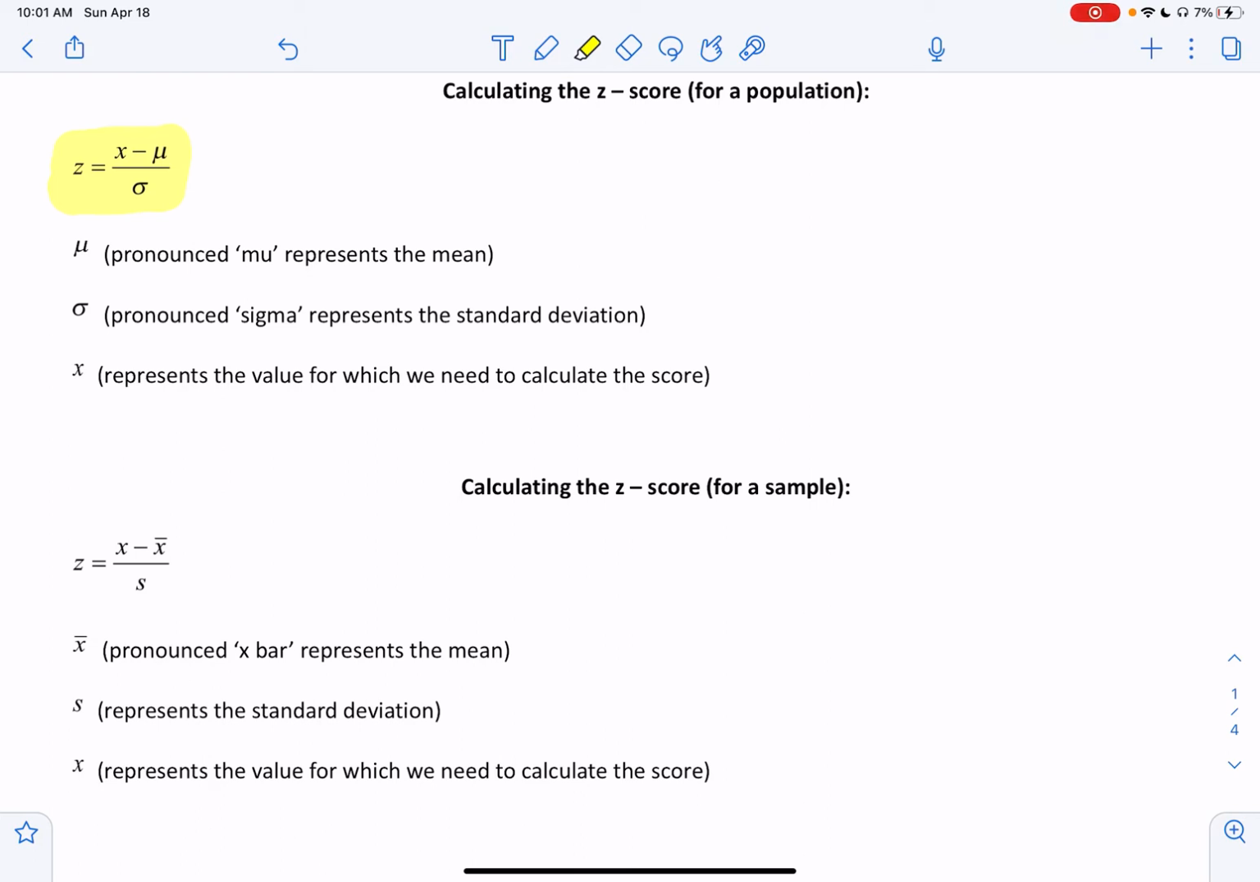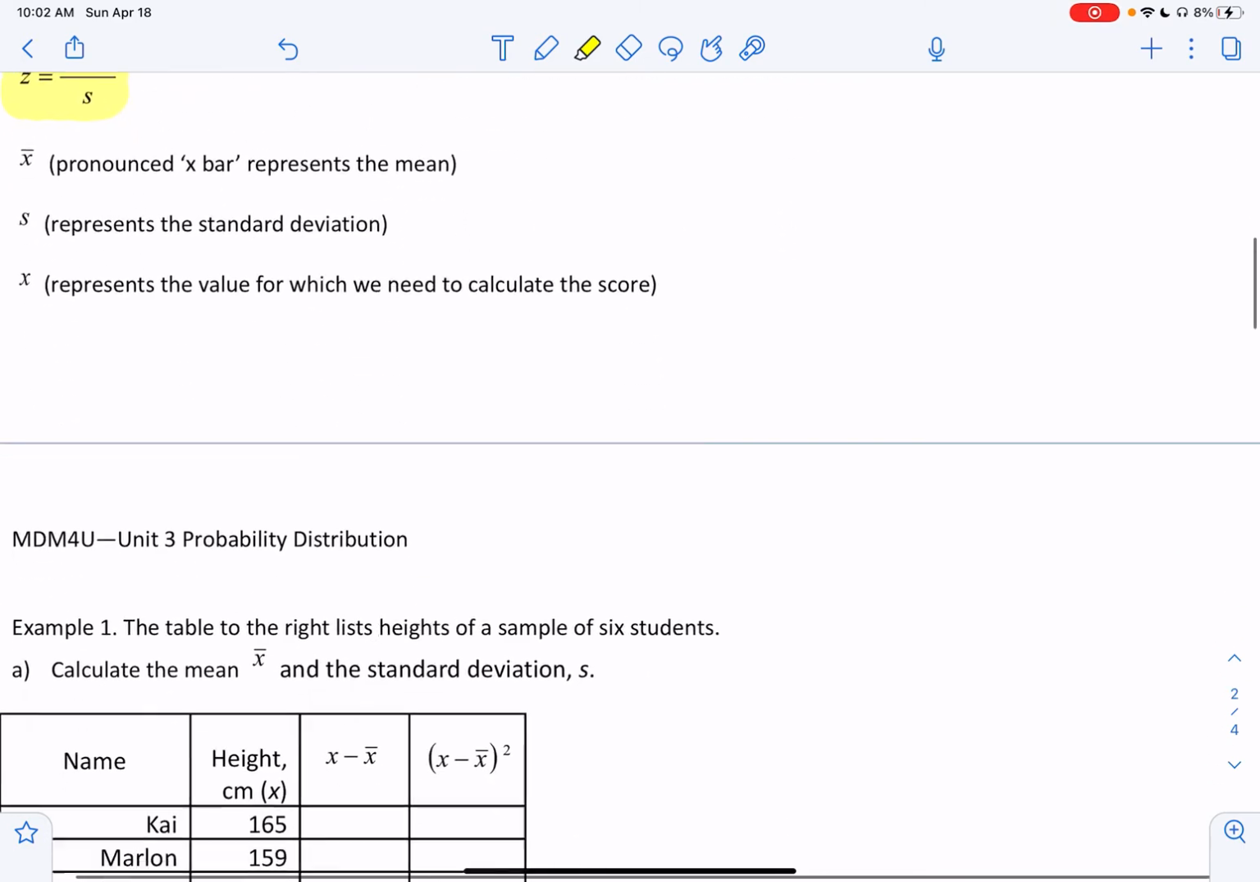Then if I have a sample, which for our purposes at the moment, we will really be looking at samples, our formula is as follows. We have our z-score equal to x, which is our data point, minus x bar, which is the mean of our sample, divided by s, which is our standard deviation of our sample. So again, just like before, super important to note if we are working with a sample or a population before we really get started. So let's go through a couple of examples.